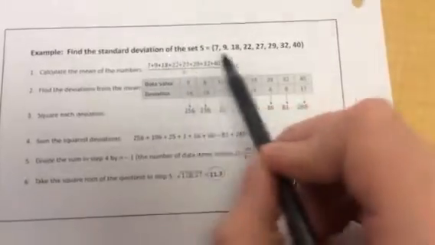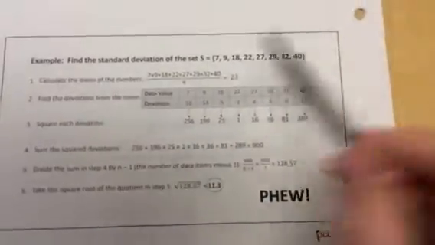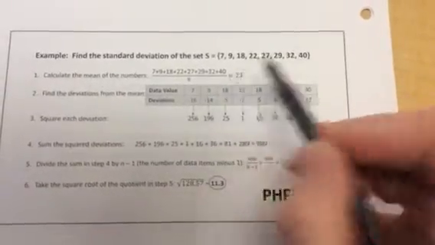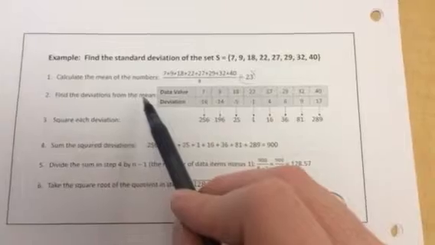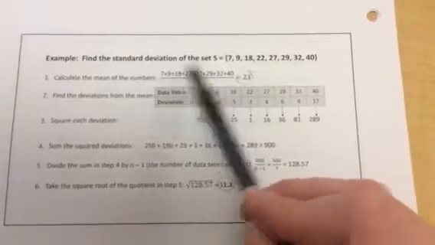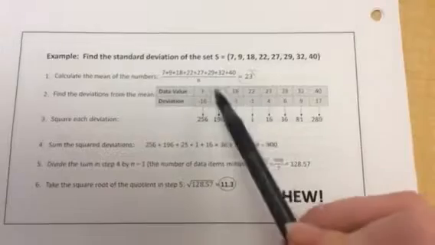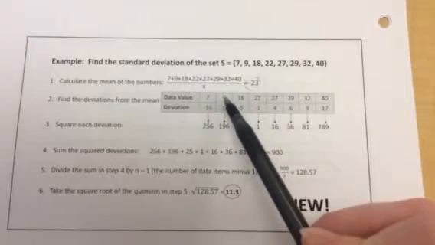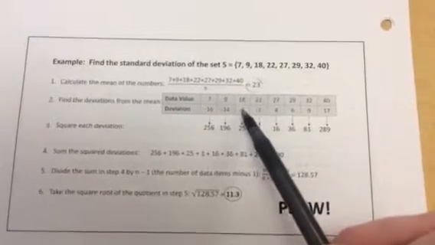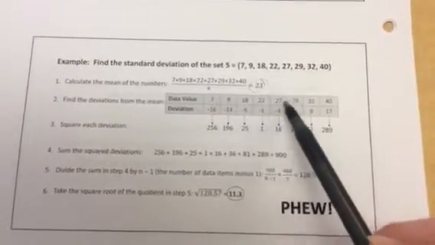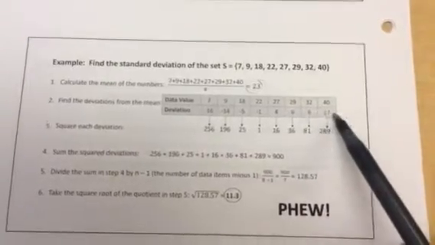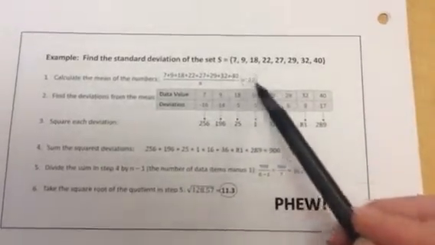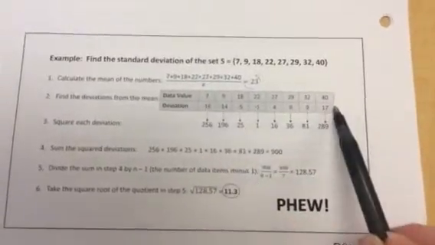Okay? It wants us to find the standard deviation of this set of data. So, first, I calculate the mean, add them all up, divide by 8. Our mean is 23. Okay? Find the deviations from the mean. So, I took each piece of data I had and subtracted that mean from it. 7 minus 23 was negative 16. So, because 7 is 16 below the average, 9 is 14 below the average, 18 is 5 below the average, so on and so forth. Once you get numbers above the average, right, this is 4 above, 6 above, 9 above, 17 above. So we're in positives. So that's what we mean by deviation. You can just subtract, figure out how far away they are from the average.